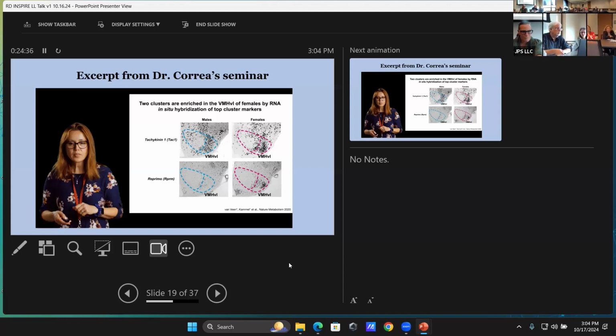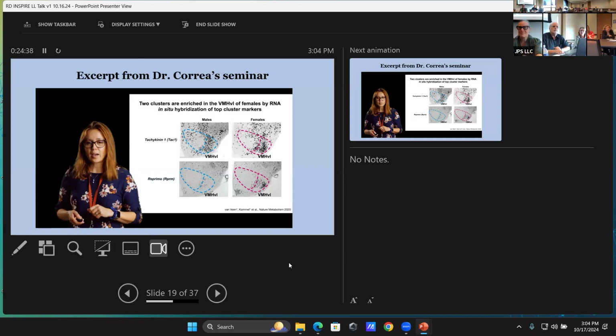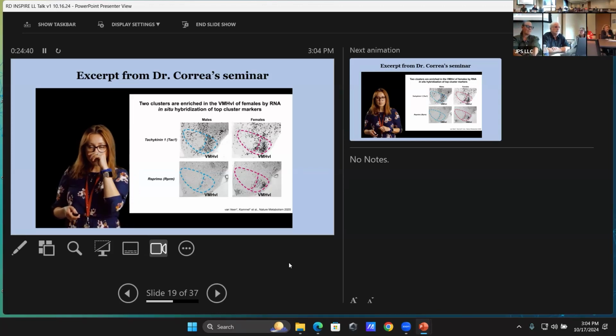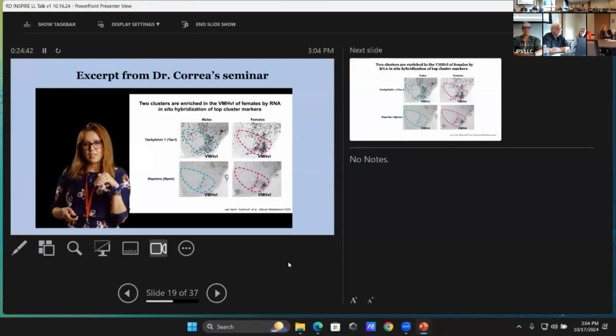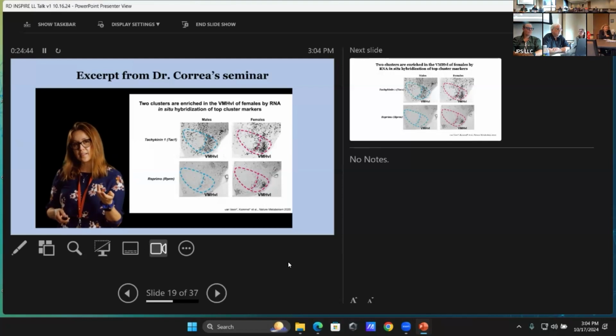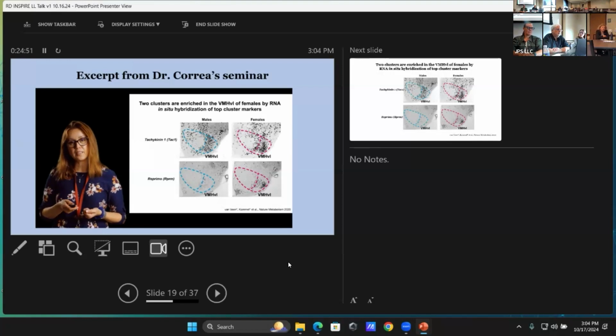So Laura Camel, the grad student that went and did a lot of these studies, she actually was trying to visualize RNA in the tissue. And she did that with RNA in situ hybridization, which is shown here in black in these images.